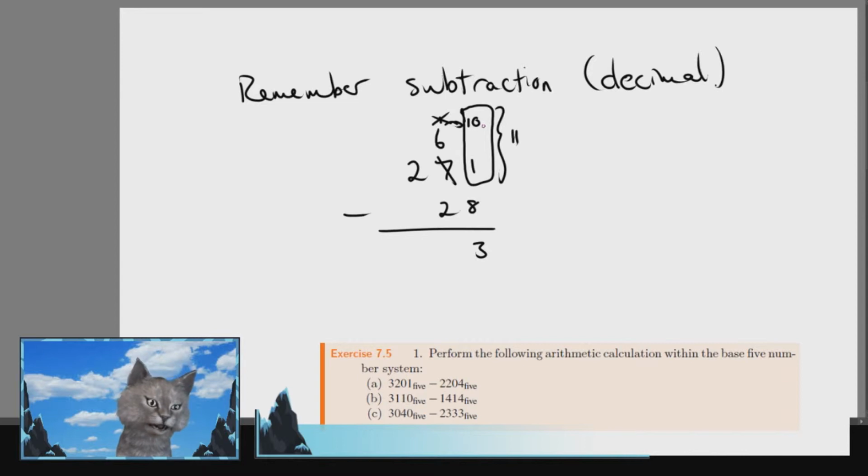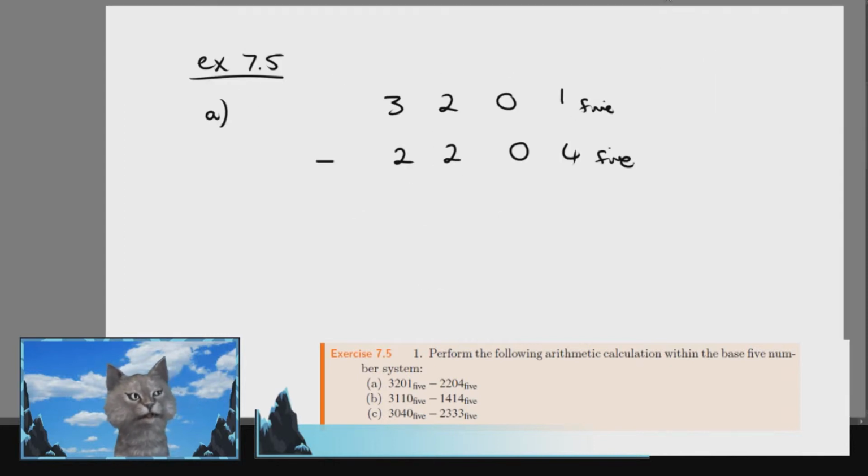That 1 isn't there anymore. It now becomes a 10, because I borrowed it from the tens column. 6 minus 2 is 4, and I can move on. So let's keep that in mind when we do this. So now, okay, this is a difficult first example, wow.